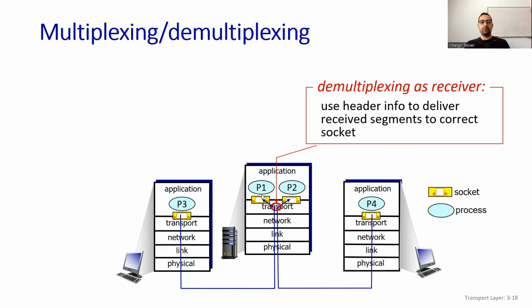Demultiplexing as the receiver, so you have again two applications. This time you receive data from this host and this host. There are different applications, P3 and P4, but they are intended for not the same application. One is intended for P1 and the other one is intended for P2. So here you do demultiplexing as receiver. You use header info to deliver received segments to correct sockets. That is the whole idea.